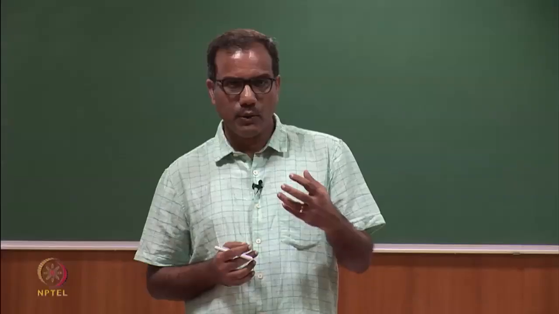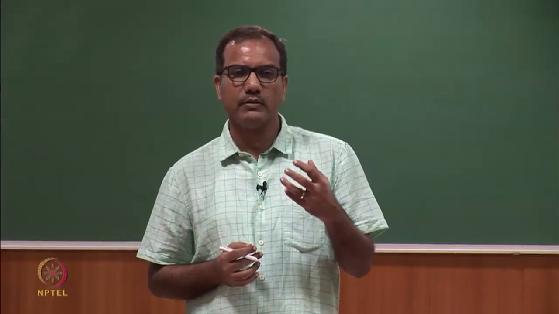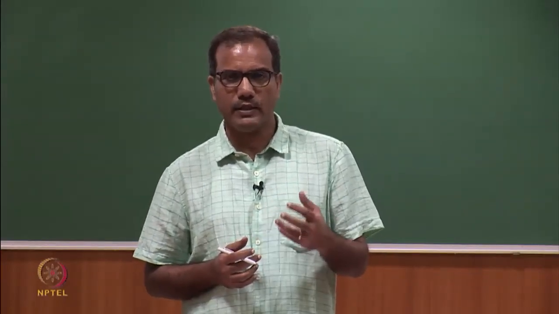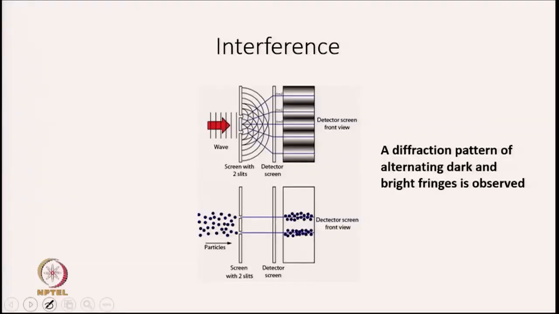Now, the second property which is shown by the wave is interference. This is not shown by the particle. So, what happens is that if you take a monochromatic wave and pass it through two slits, it will form what is known as an interference pattern. If you observe it on a screen, you are going to see a diffraction pattern of alternating dark and bright fringes.